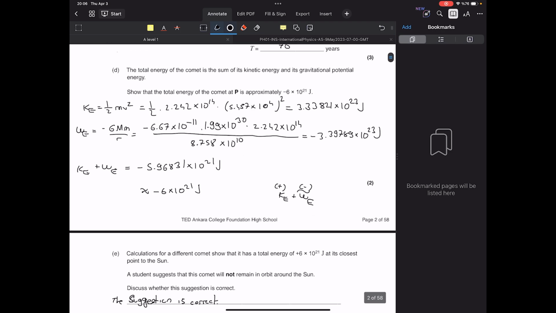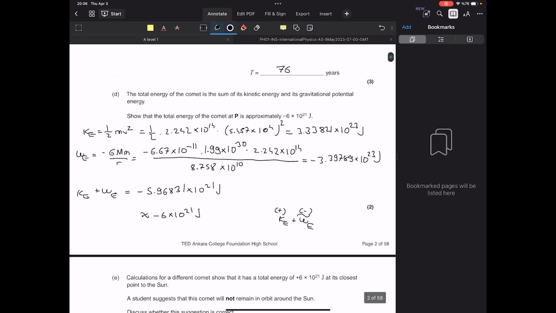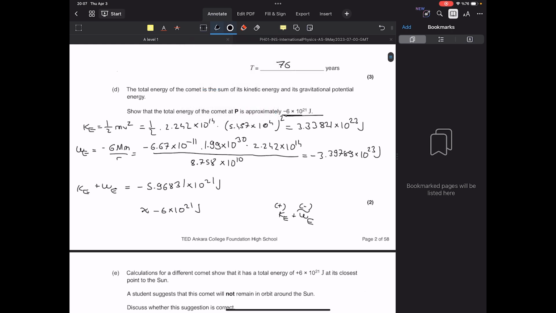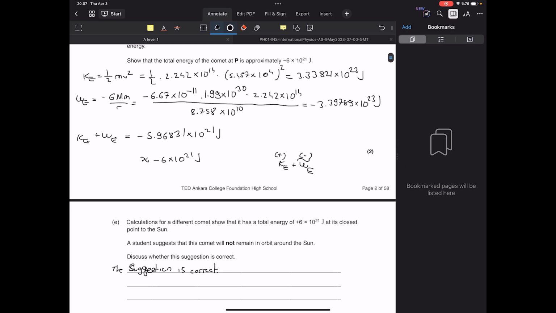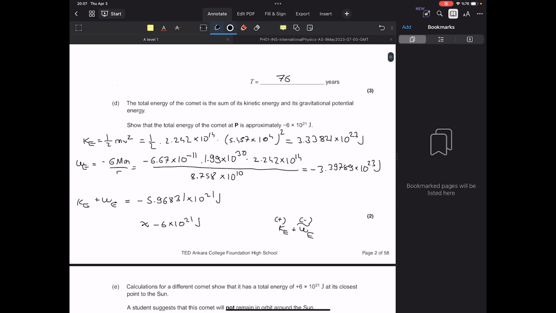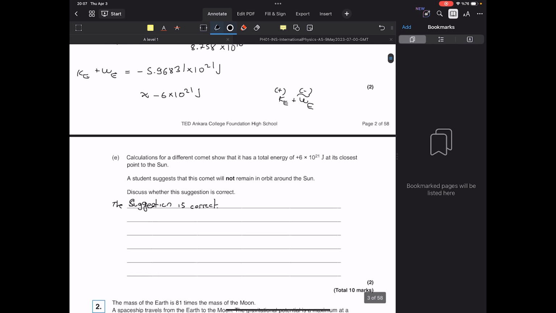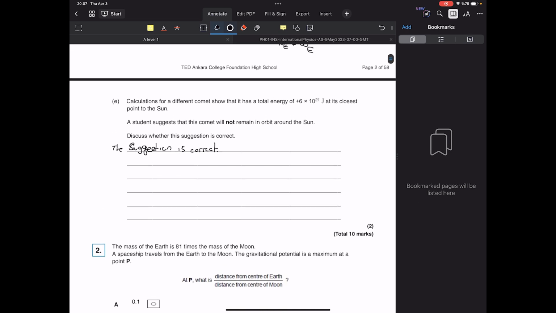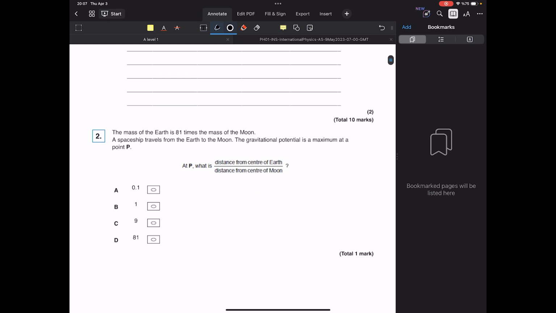If the total energy is negative like it is here, then the body doesn't have enough kinetic energy to escape orbit, so it cannot overcome the gravitational potential energy. You can write this if you want. I'm not going to write it. Okay, let's continue on with this question.